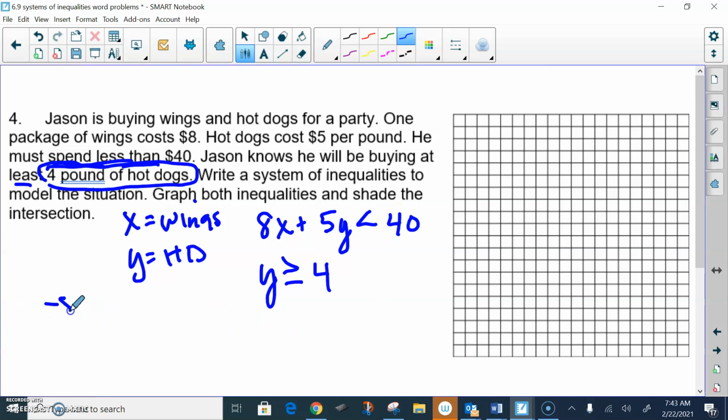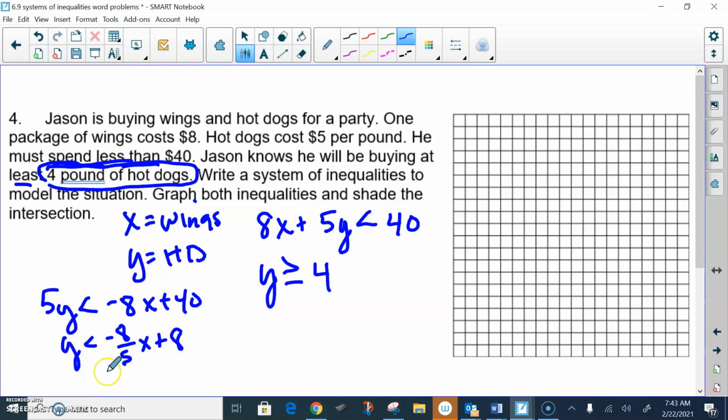So I get 5y is less than, I'm bringing this 8x to the other side, so -8x plus 40. I'm dividing everything by 5. Again, don't be worried about that fraction. That's our slope anyway. And what's that? 5 goes in there 8 times. Okay. All right, so we're going to graph these. I think we can go by ones. It looks like I have intercepts of 8 and 4.